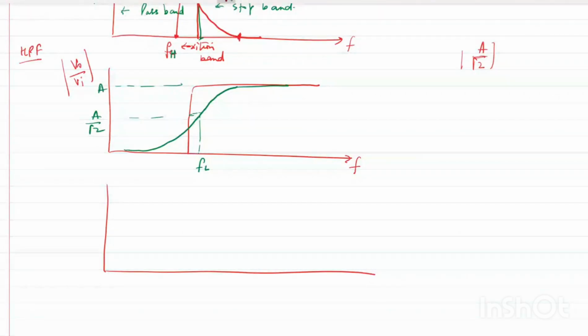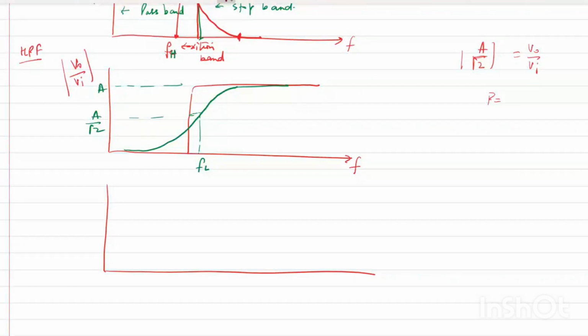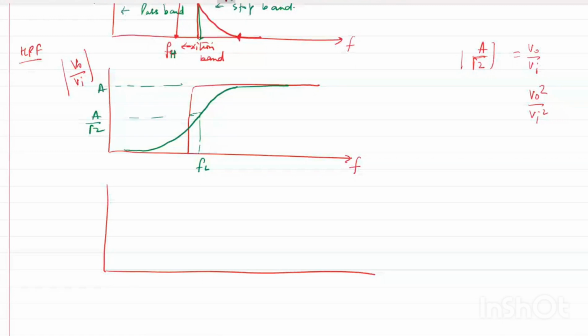Can anyone tell me the formula of power? What is power? V is equal to... quickly. You have studied it in terms of VI, but I want the formula of power only in terms of V. Yes, I square R, V square by R. So if I said VO by VI is A by root 2, what will be the power here? Power will be VO square by VI square, the power ratio, and that will be A by 2, right?